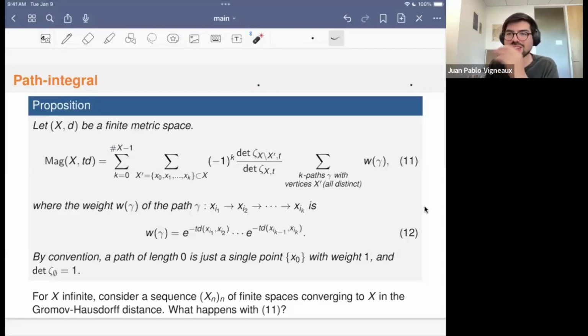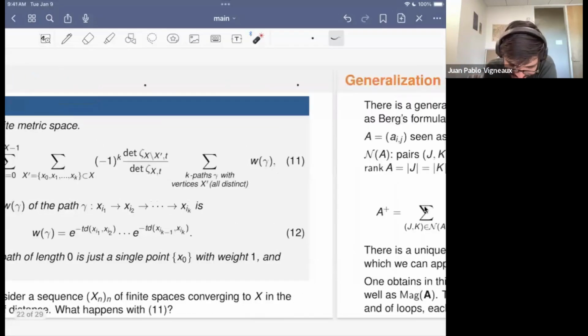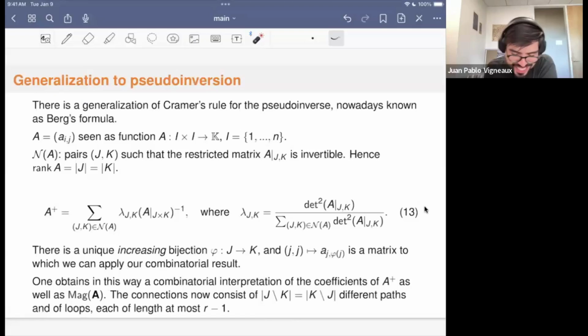So then the question is, what could happen if we take more and more points? Let's say you have an infinite metric space as a subspace of R2 or something, and then you take an infinite sequence of points that converges to this space in the Gromov-Hausdorff distance. Then what happens with this formula in the limit? That is where maybe there could be something like a path integral, where instead of summing over finite paths, you would integrate over infinite paths. But I don't know how to do that. Maybe somebody knows.